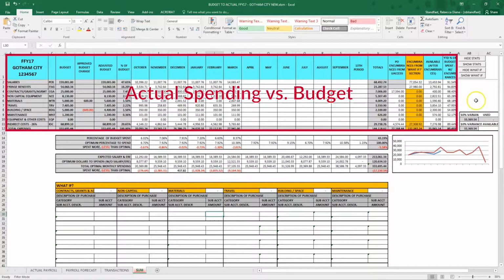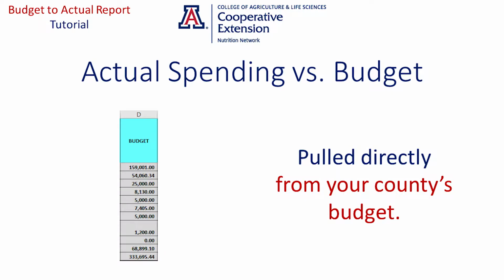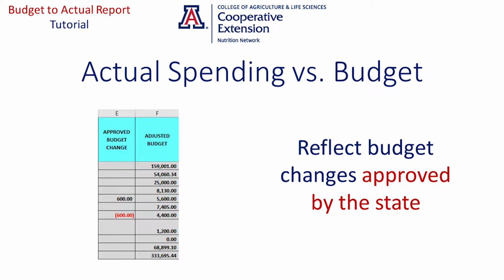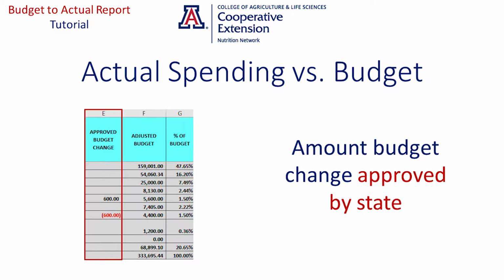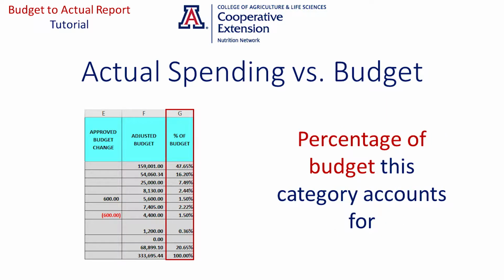The Actual Spending section is where actual spending is documented per month based on the categories in your county's budget. Columns A through C list budgeted categories and their corresponding abbreviations. Column D lists the full amount budgeted in each category. Columns E and F are new columns that are for any changes to the budget. Column E is where any approved budgetary changes are listed. Column F shows how these budgetary changes have affected the budget and what the new adjusted budget total is. Column G will show what percentage each category accounts for in the total budget.